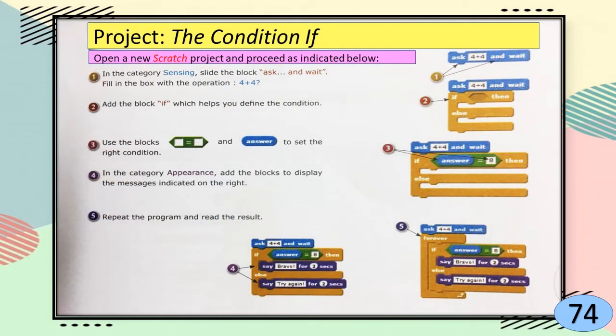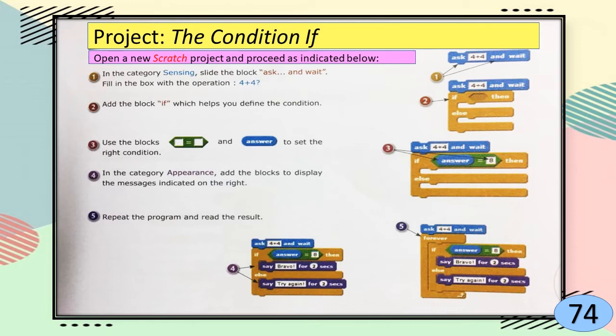Here I want you to make a project using the condition if. This one can be found on page 74 of your textbook. First, you need to open a Scratch application, and then in the category sensing, slide the block ask and wait, then fill in the box with the operation 4 plus 4. Then number 2, add the block if, which helps you define the condition.